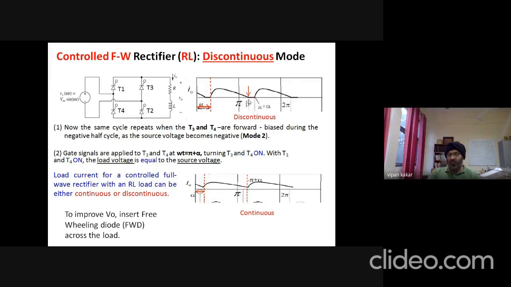Or in other words, from beta till pi plus alpha, the current remains zero until the next T3 and T4 are triggered. So from beta to pi plus alpha, the current is zero. That is called discontinuity in current. So we call it a discontinuous mode of conduction of this circuit, because the current goes to zero for some time. It loses its continuity, as we saw in the half-wave rectifier.